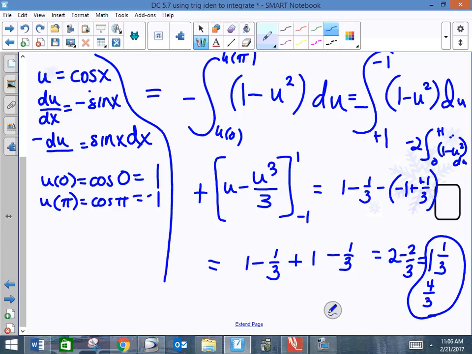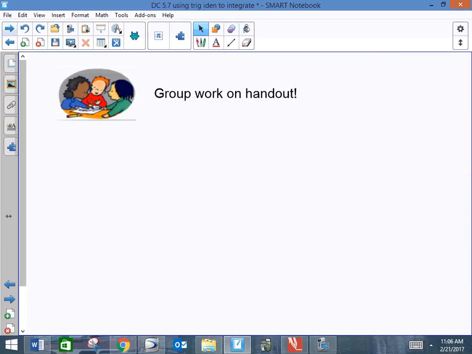Anybody get hung up on this? The big thing is don't put your x back in on definite integrals. I see people putting them back in, just making more work for themselves. You figured this out, you don't have to mess with x's anymore. You've accommodated the limits, right? Alrighty. Let's try another one.